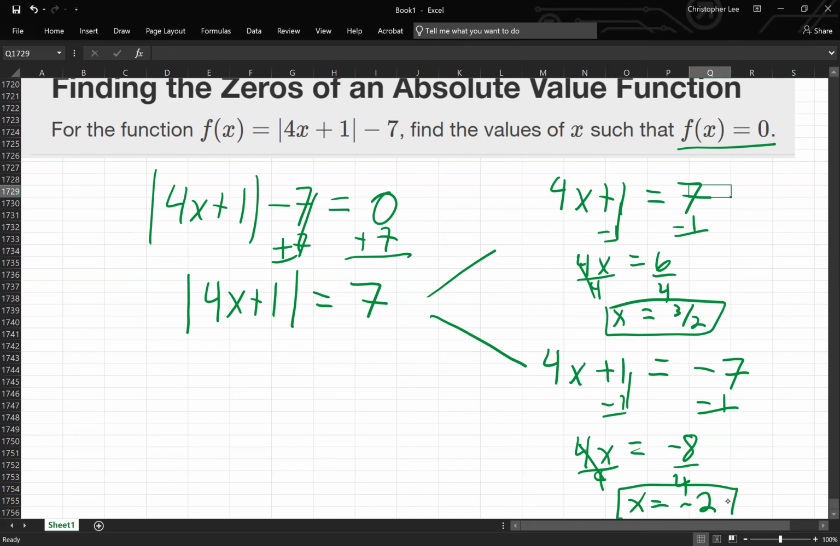The beginning? So I was given f of x is equal to the absolute value of 4x plus 1 minus 7. I'm going to set it equal to 0, as they did over here. So that gives me the absolute value of 4x plus 1 minus 7 equals 0. After that, I'm just adding the 7 and solving for it. And that's that.